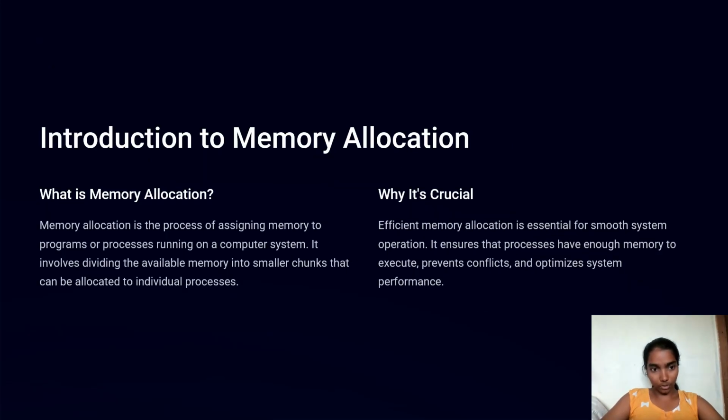Introduction to memory allocation. What is memory allocation? Memory allocation is the process of assigning memory to programs or processes running on a computer system. It involves dividing the available memory into smaller chunks that can be allocated to individual processes. Why it's crucial. Efficient memory allocation is essential for smooth system operation. It ensures that the processes have enough memory to execute, prevents conflicts, and optimizes system performance.